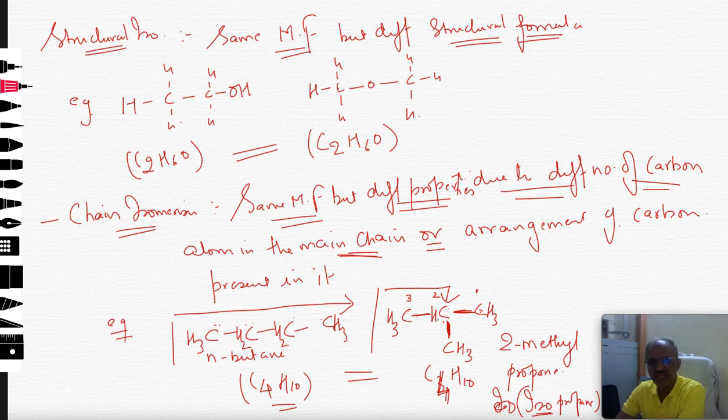At the second position, when a methyl group is attached, it is also known as isopropane. So I hope you have understood this. I will take some more examples so that you can understand much more easily.